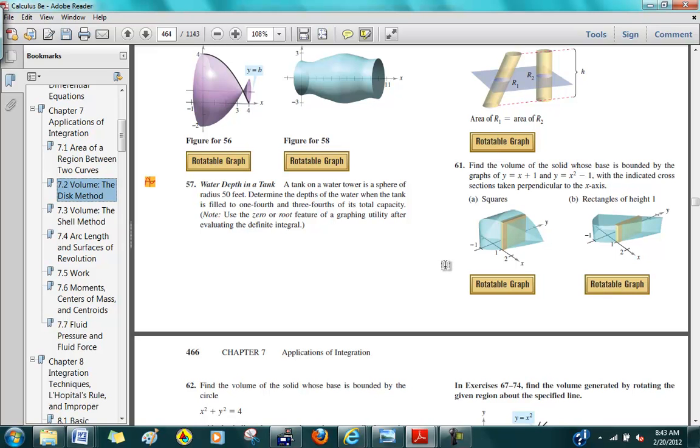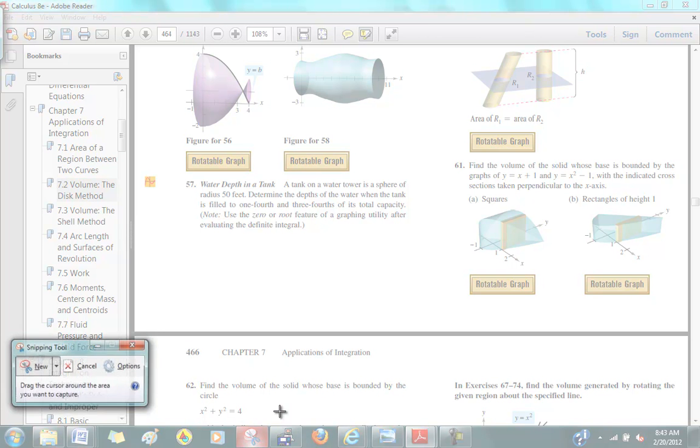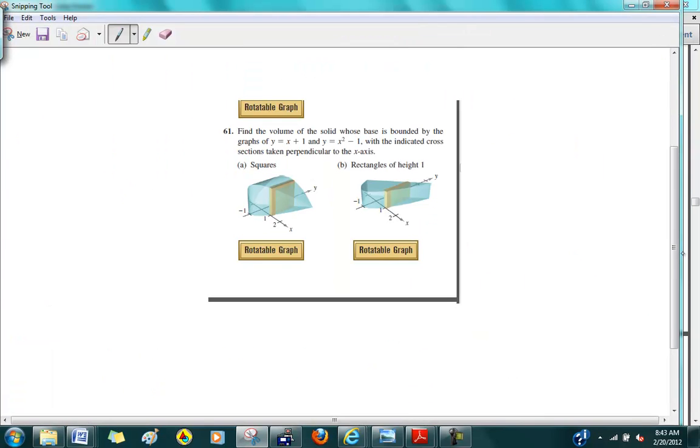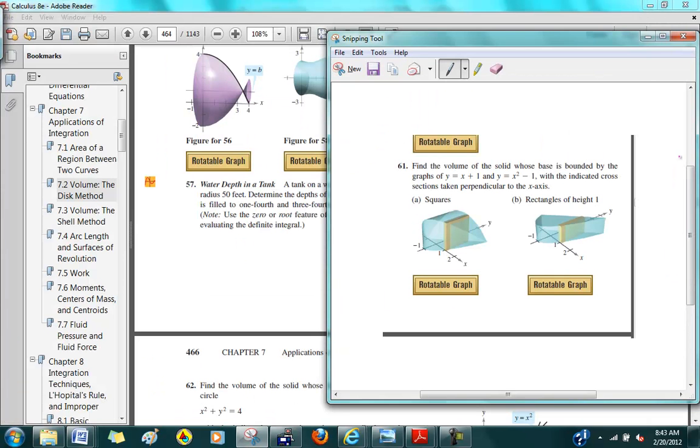Excuse me. So in 61, you're trying to find the volume of this blue solid that is described by having a base that is bounded by the graphs of y equals x plus 1 and y equals x squared minus 1, with the indicated cross sections taken perpendicular to the x-axis. So our integration is going to be along the x-axis. And so I'm only doing part A. Part B is very similar, and you can pursue that.